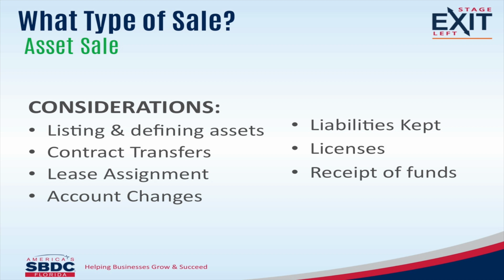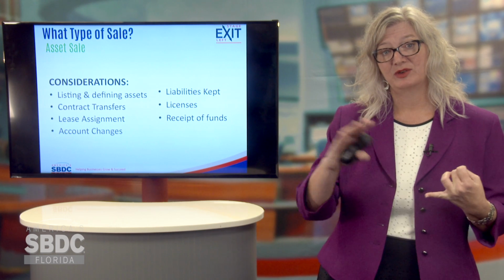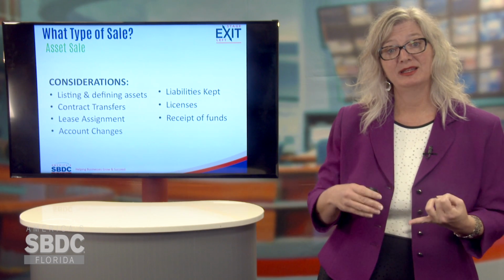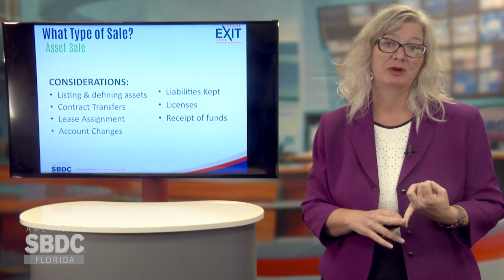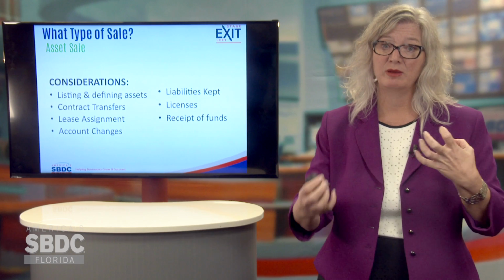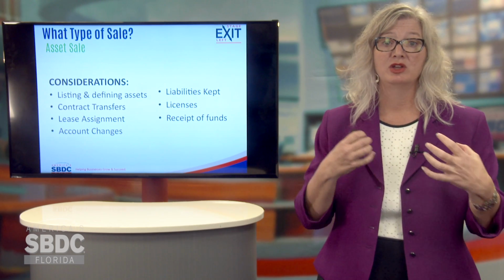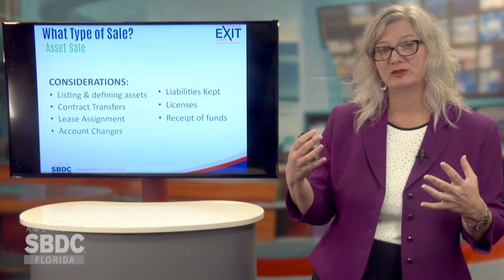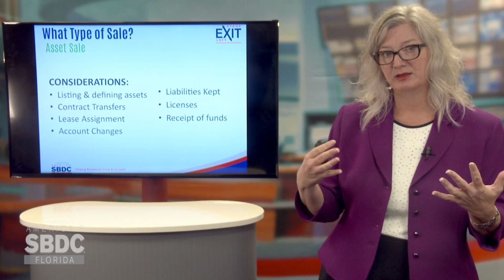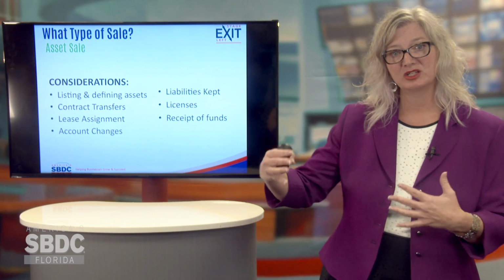So here's some considerations for an asset sale. If you're doing an asset sale, one of the most important things is to list and define the assets that are being sold. And the transfer of those assets happens differently depending on if it's a tangible property. In a tangible property, things that you can feel and touch, your equipment, your furniture, your computers, your files, those get transferred by a bill of sale. And so the bill of sale defines, and the purchase agreement defines what is actually being purchased.